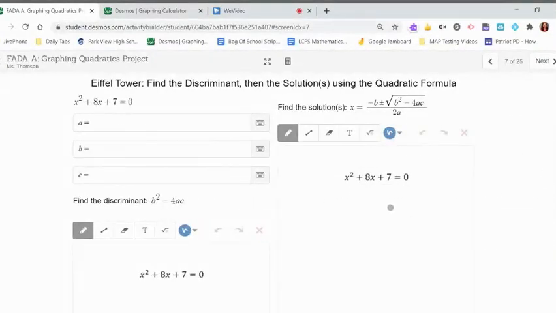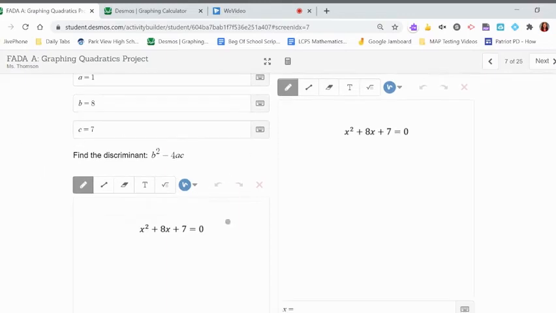Okay, the last piece is on slide 7. Find the discriminant, then solutions using the quadratic formula. So first I'm going to label A, B, and C here. So my A is with x squared, that's 1. B is my 8, and C is my 7. It's the same A, B, and C from slide 5. And I'm going to find the discriminant.